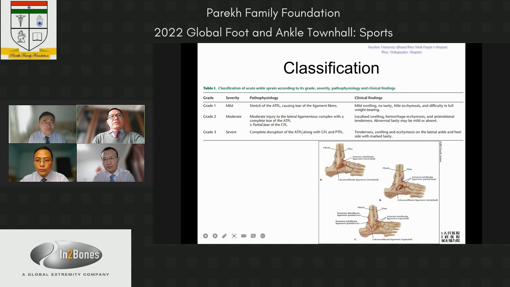We always use imaging assessments. Sometimes we use plain radiography, ultrasound, and MR. MR is used after a 6 to 8 week period of therapy.